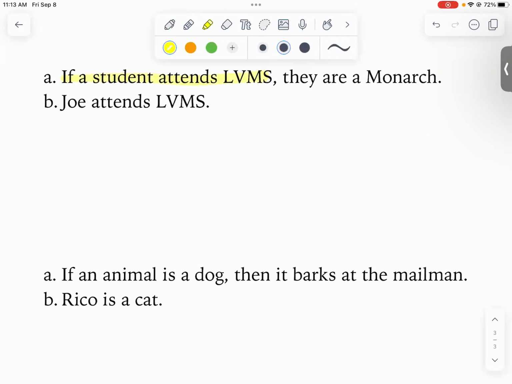If a student attends LVMS, then they are a monarch. Joe attends LVMS. Harvey, what can we conclude? Since this statement matches the hypothesis, we can specifically go to the conclusion about Joe.